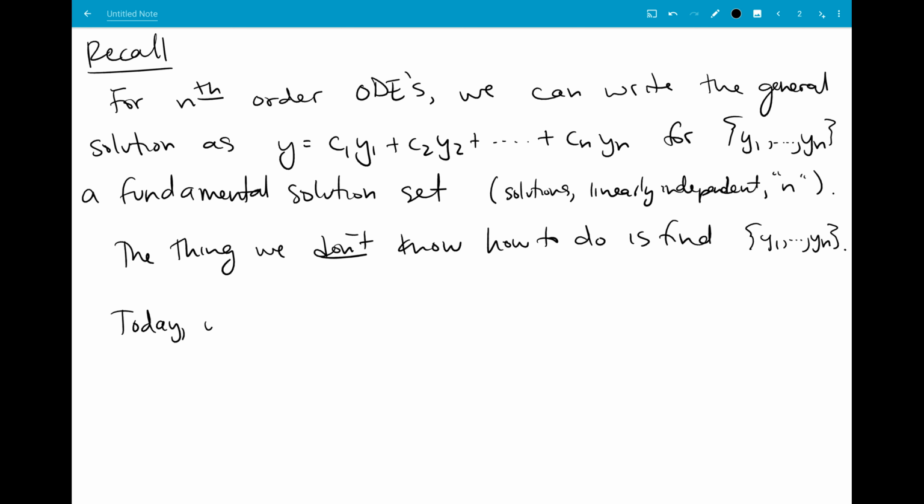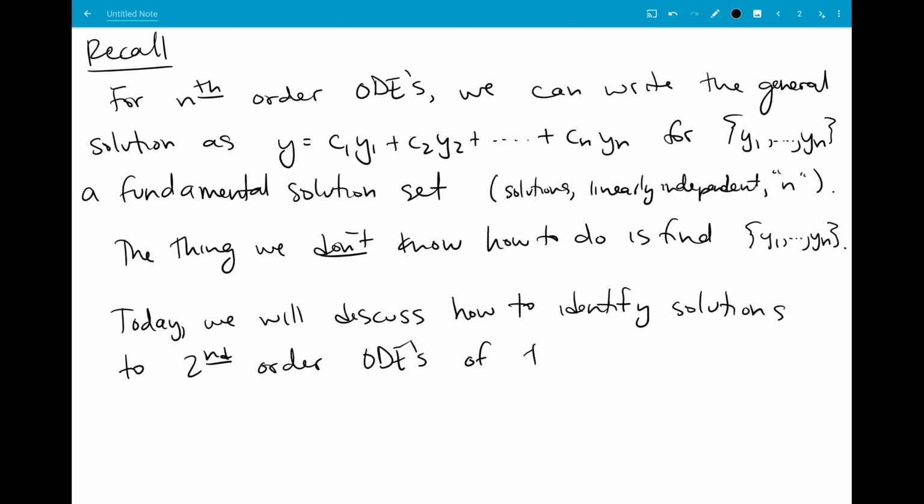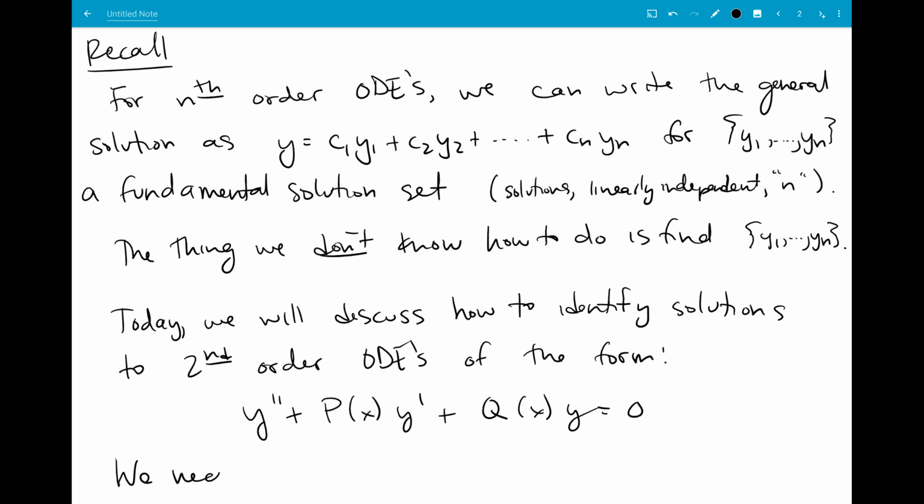And today, we're going to discuss how to find one part of a fundamental solution set. We're going to just be thinking about second order homogeneous differential equations, which means they can be written like this: y double prime plus some function of x times y prime plus some function of x times y equal to 0. So this is a second order differential equation. We need to find y1, y2 to build our general solution, y equal to c1 y1 plus c2 y2.